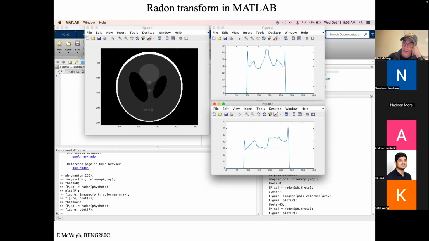However, the Ram-Lak filter also amplifies high frequency noise considerably. So if your data has noise on it, which all data will when it's taken from a human, using the Ram-Lak filter will produce very noisy pictures. And I think I have some examples that I'll show you.